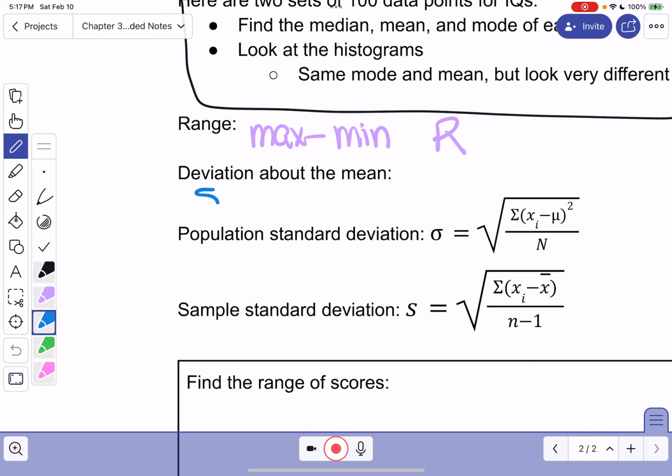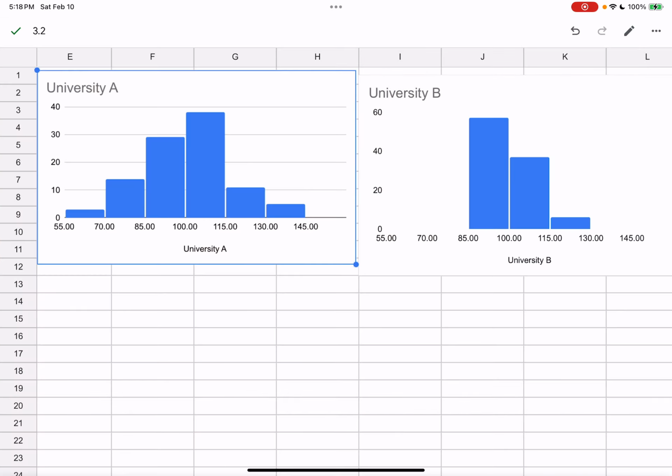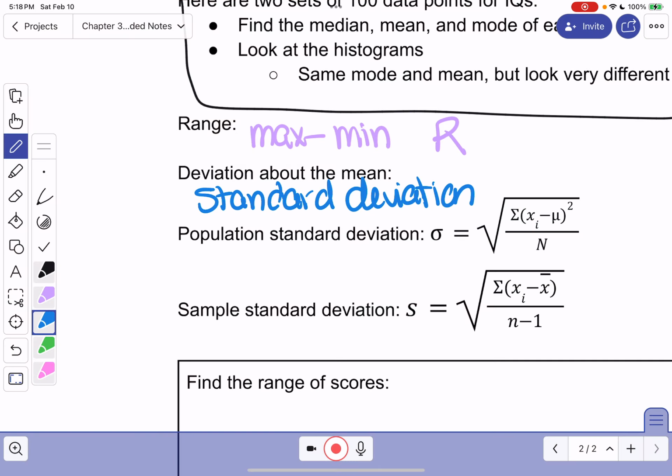Deviation about the mean is also called the standard deviation. This is how it's spread out from the mean. So on that document, University A is much more spread out from the middle out, so that's going to have a higher standard deviation. Population standard deviation is this little sigma, whereas the sample is an S.